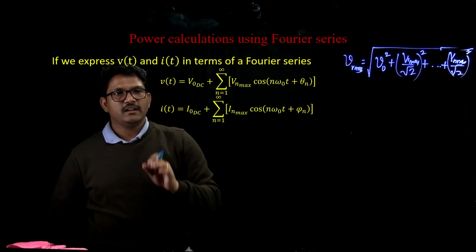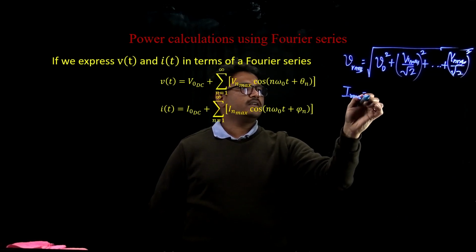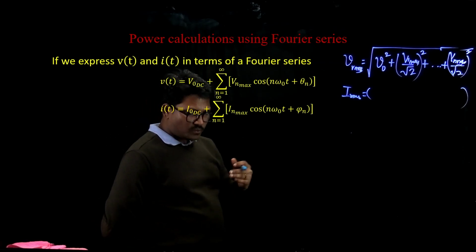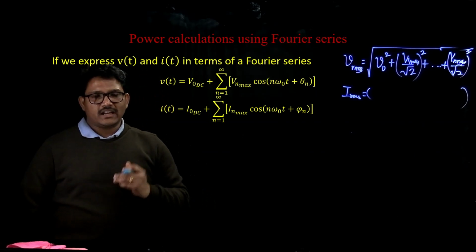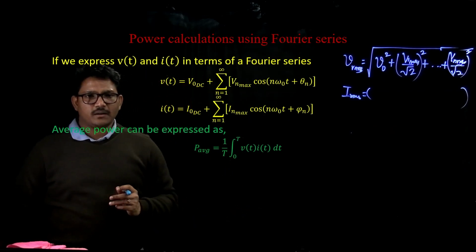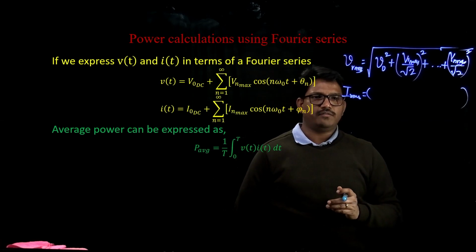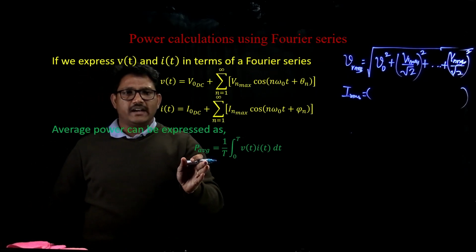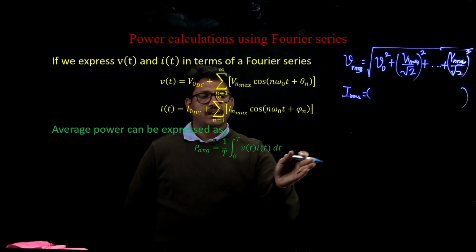And if you have a current, similarly we can get the RMS value of the current from the Fourier series. Now, how do we get the real power that corresponds to this voltage and current? The real power is nothing but the average power, the average of the voltage and current product. So the real power, P average, is the average of this voltage and current product.